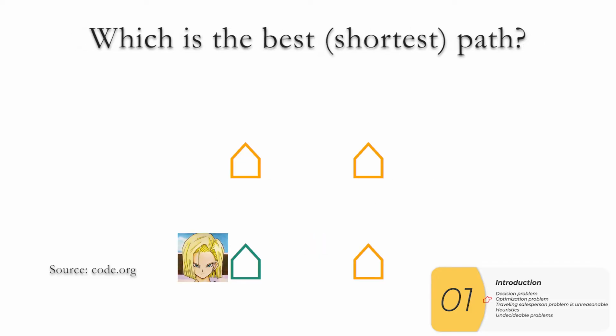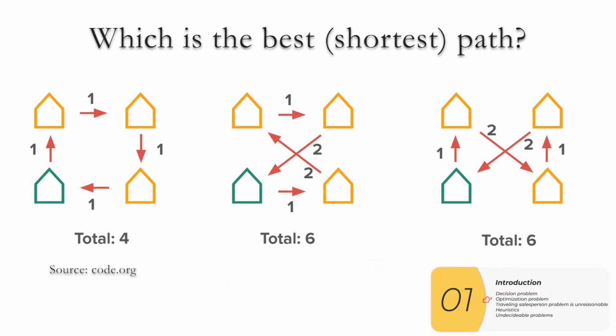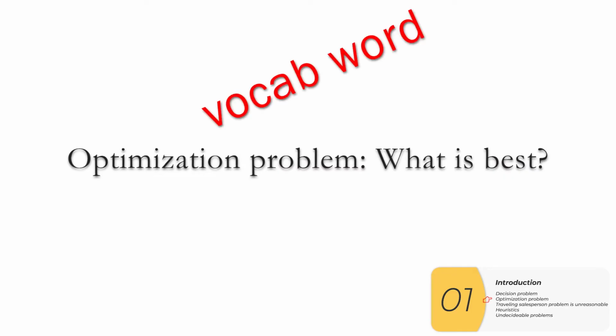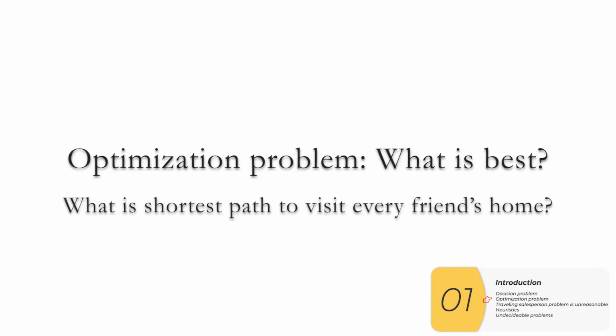So now you might want to ask the question, which of these paths is the best path? So I have the path I tried before and also more. So I could go diagonally down, or I could go up, diagonally down. And if I had the distances between all of these houses, I can make the calculation and I can answer which is the best or shortest path. So these kind of problems are called optimization problems. And again, this is another AP CSP vocab word. And basically we're asking which is the best. In this case, we're asking what is the shortest path to visit every friend's house? And our answer in this case is 4 units. Again, vocab word, optimization problem.